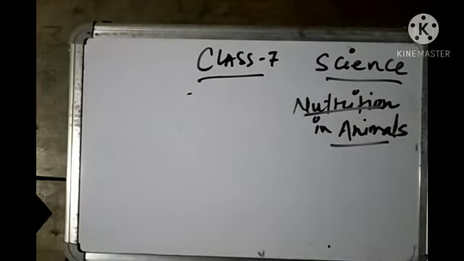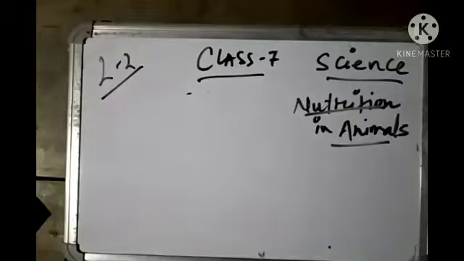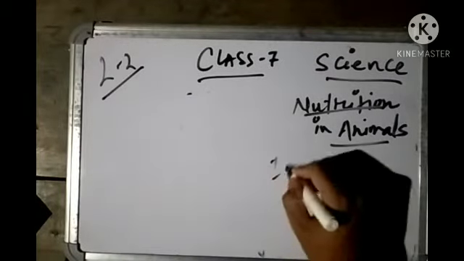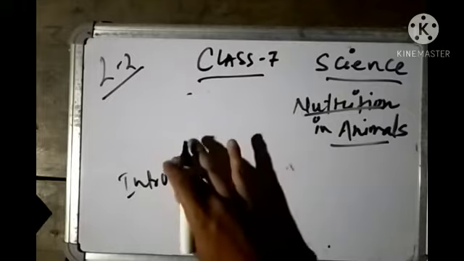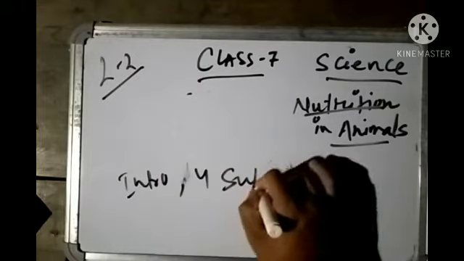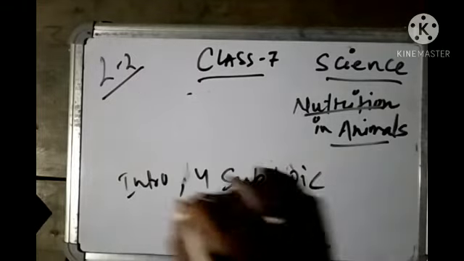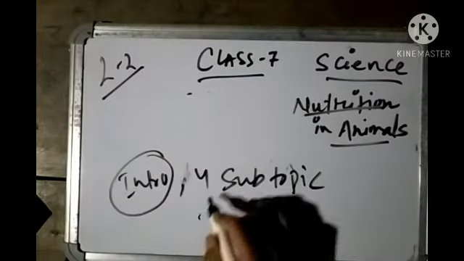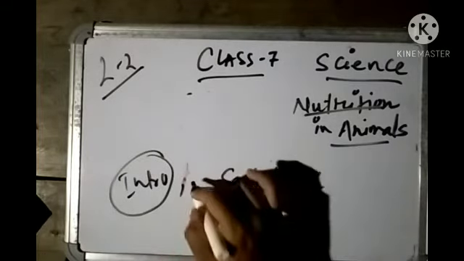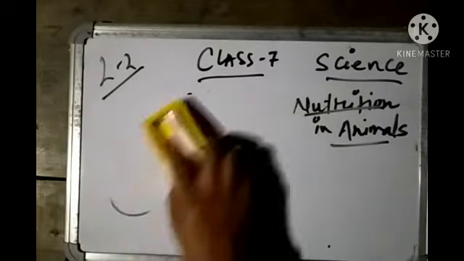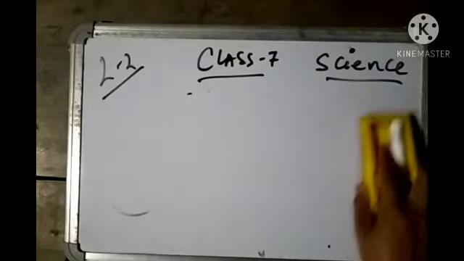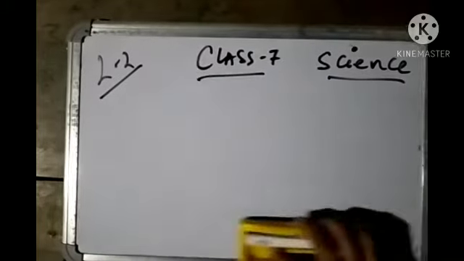This is lesson number 2. In this lesson we have an introduction at the start of the lesson and 4 subtopics. We are going to discuss the introduction and 2 subtopics. Out of 4, we are going to discuss only 2 subtopics. So let's start with the introduction, which is given in the starting of the lesson itself.